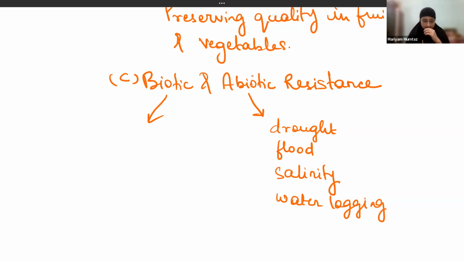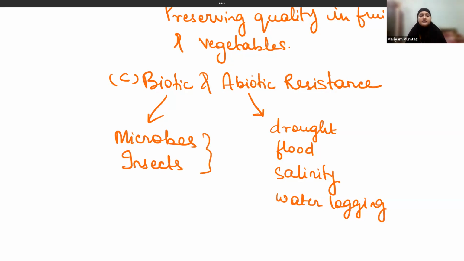Now, if I'm talking about the biotic, if it is microbes or if it is insects, if the plants are resistant to the attack of these two, then it means that the plant has biotic resistance. Is it clear? Yeah. So now you people know what biotic and abiotic are? Yeah, I understand. So you people are biotic or abiotic? Biotic. Biotic. Very good.